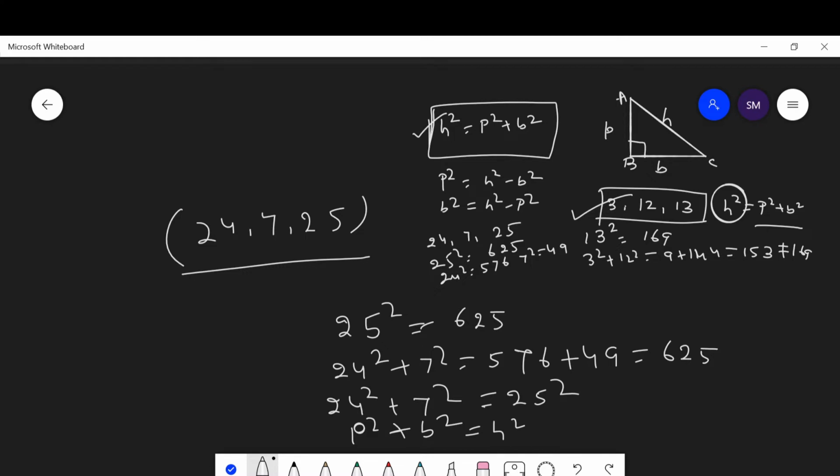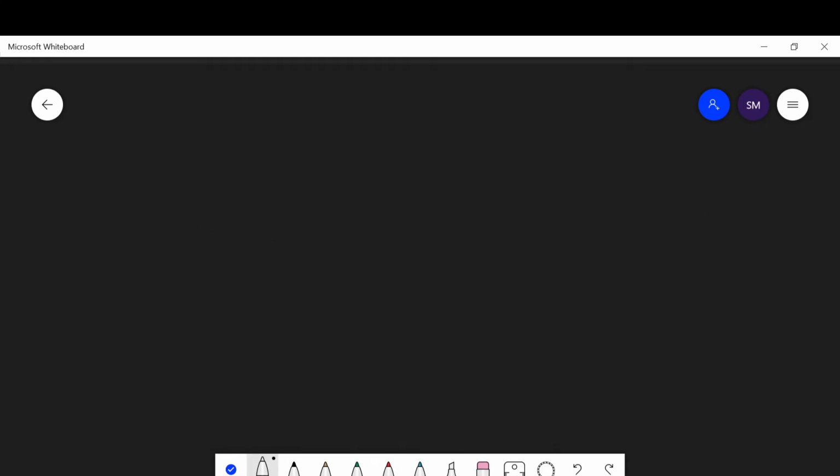Now let us discuss some more examples, the application of Pythagorean theorem. Example 1 says that the lengths of two sides of a right angle triangle are given as 5 and 12. Find the length of the hypotenuse.